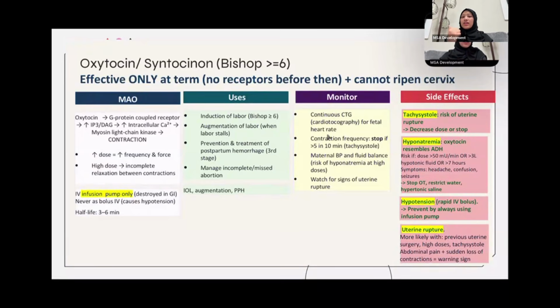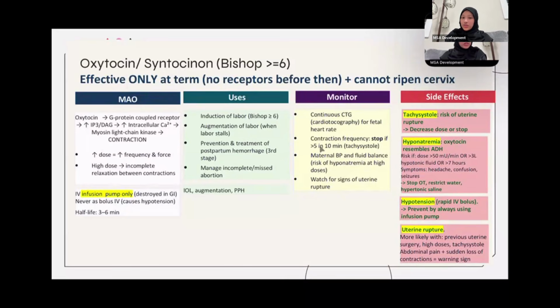So keep monitoring the baby's heart rate, contraction frequency, maternal blood pressure, and signs of uterine rupture. Why is that? Because there are side effects of oxytocin. The most important side effect is tachysystole, which is more than 5 contractions in 10 minutes. A lot of contractions happening at the same time is not good for the uterus because of the risk of uterine rupture.